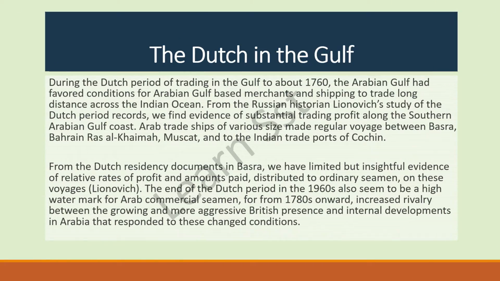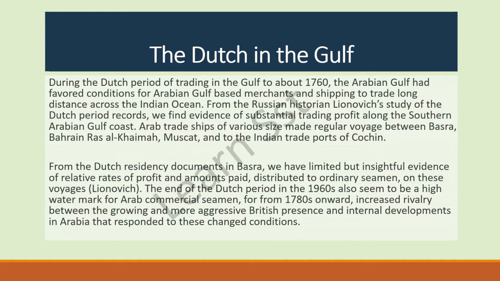Now let us see the Dutch in the Gulf region. It was not only the Portuguese that came into the region, but the Dutch also tried their hands over there. During the Dutch period of trading in the Gulf, to about 1760, the Arabian Gulf had favorable conditions for good trading. The Arabian Gulf region was mainly based on merchants and shipping for trade over long distances across the Indian Ocean. So all that activity was going on. It was a hub for this kind of sea trading.